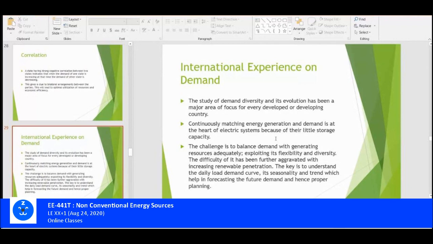Now, here comes something which needs a better focus in order to stabilize our transmission systems. When we are going to have renewable generation and its further penetration in the grid, we need to be somewhat cautious, because of the stability issue, and the generation of active and reactive powers is not in the same way in renewable technologies. So finally, the key is to understand the daily load demand curve, its seasonality and trend, which help in forecasting the future demand and hence proper planning.